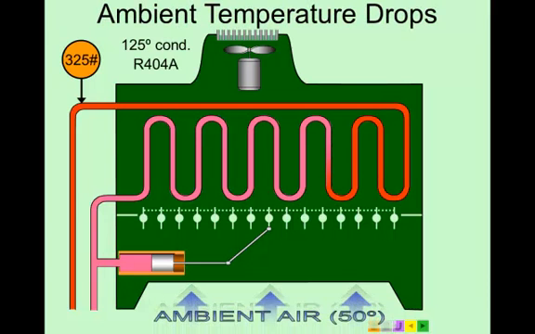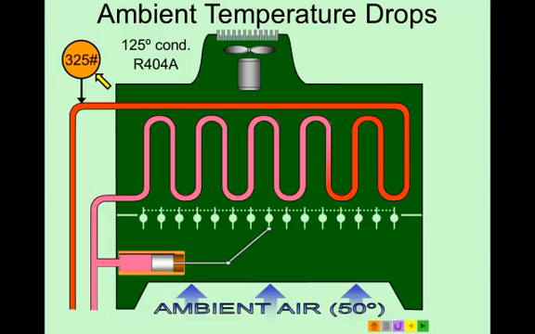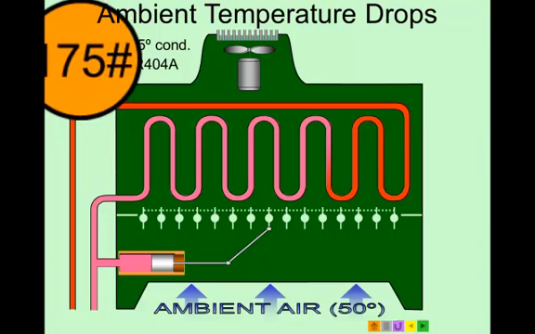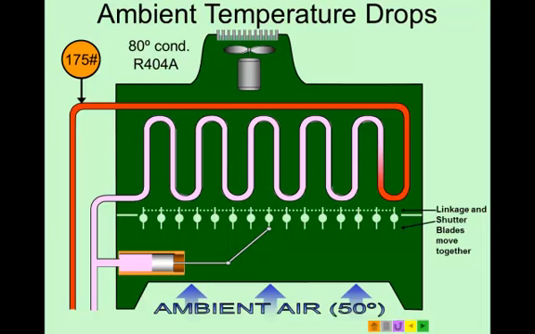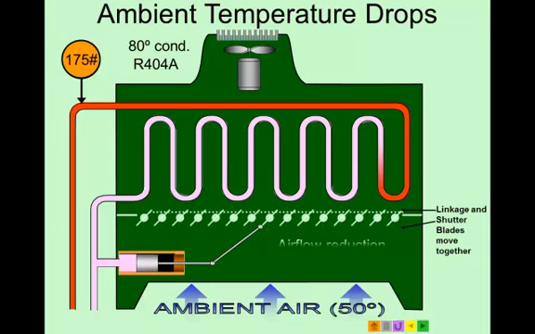Now when the ambient temperature drops, notice we've dropped now to 50 degrees. Now at 50 degrees with that colder air coming across the condenser, the pressure is going to drop to 175 pounds, which is equal to an 80 degree condensing temperature for 404A. And notice what happens. We do not get the condensing properly, and the pressure is going to drop, and then the linkage on the shutter blades will all move together as that piston moves back in its sleeve, and we will get an airflow reduction.